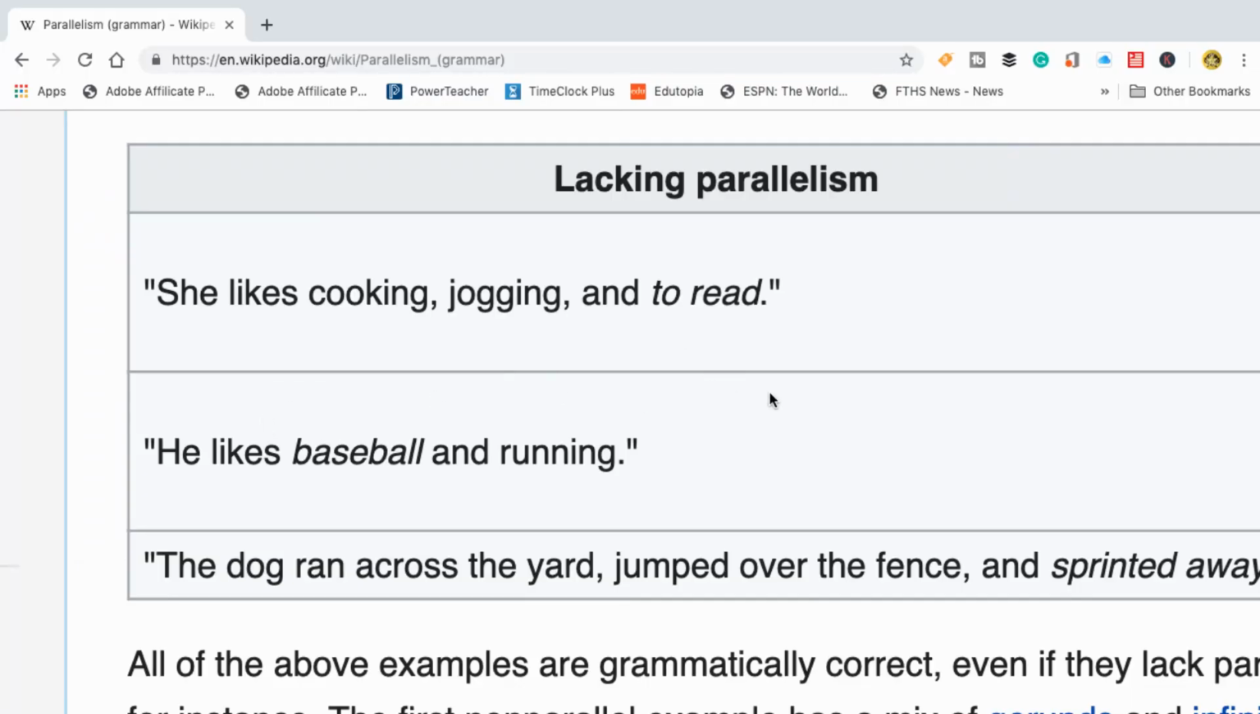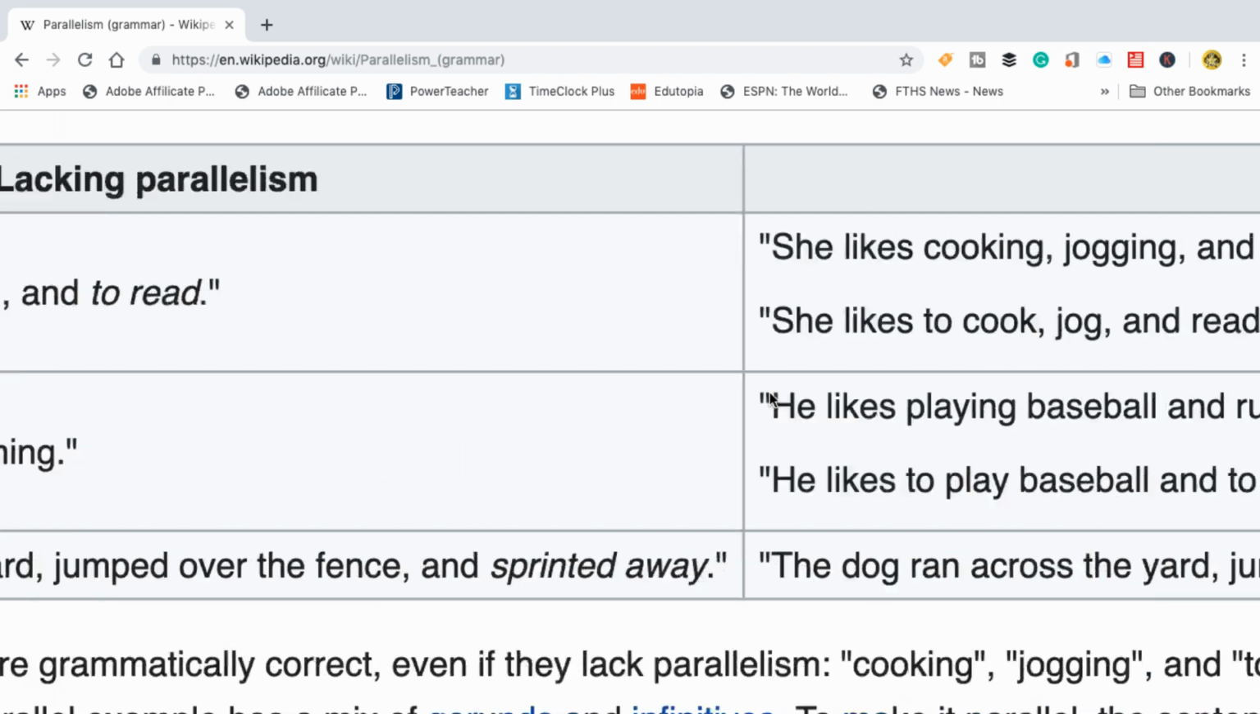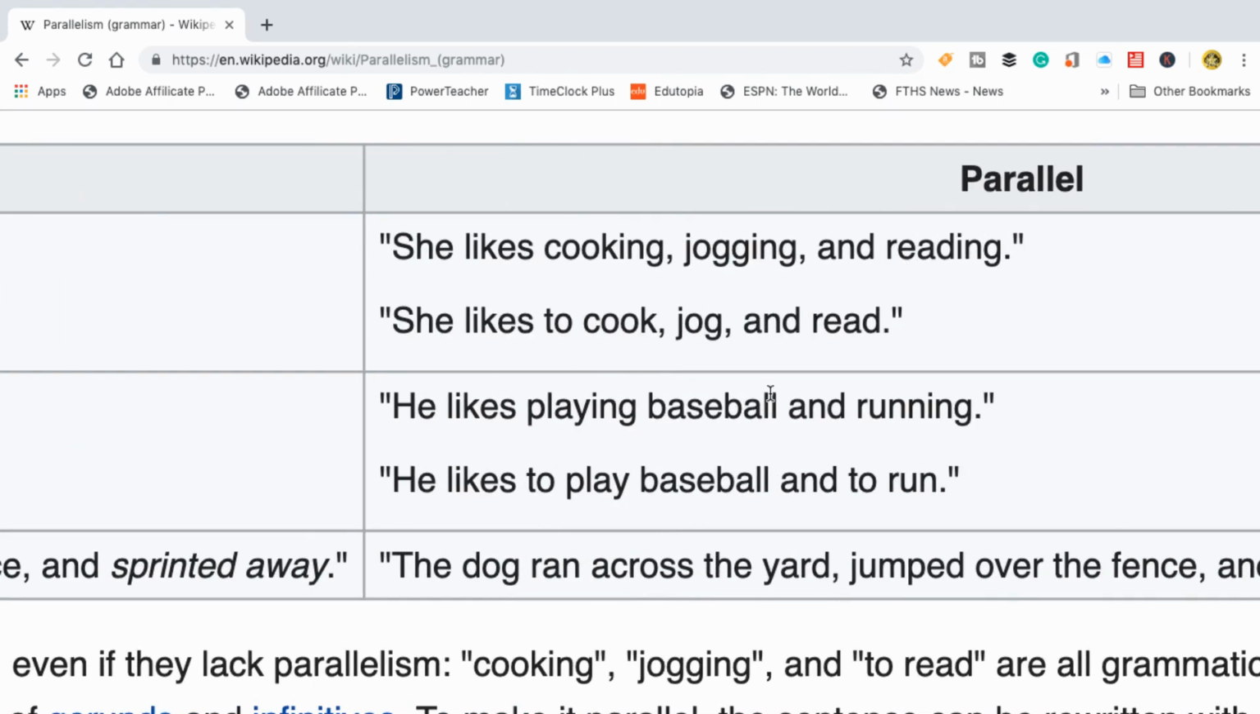Okay, so one more example. He likes baseball and running. Well, they're 2 different things, right? We've got a noun and a verb, right? It's not going to work well together. So how do we make it work together? You find the right structure to repeat this.